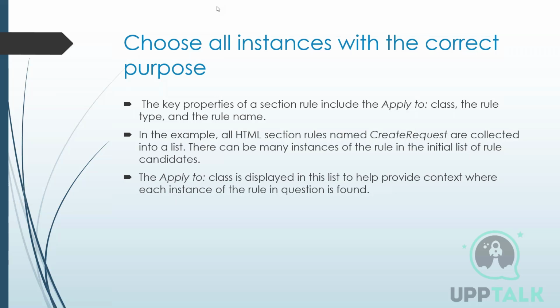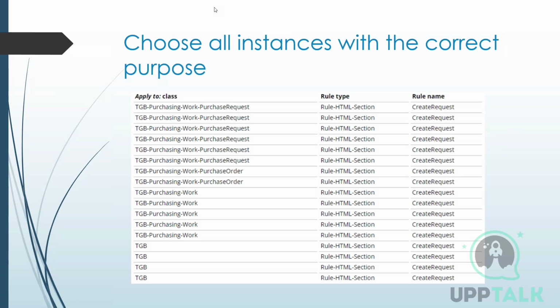Okay. So now the system will start the sub process of populating your rules cache. Okay. So what's the first step in your population of rules cache is choose all instances with correct purpose. So what comes with the purpose here is the name of your rule, the rule type, classes. Okay. If you observe, the rule name is create request and the rule type is section, but it is available in almost around 15 classes.